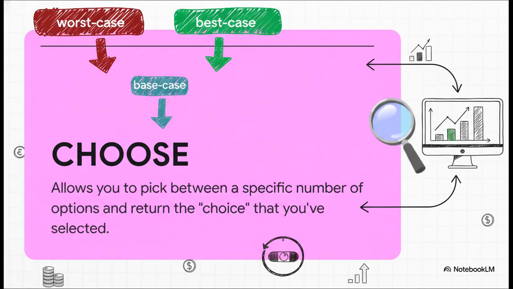The CHOOSE function is just fantastic for scenario planning. Just imagine you have three different revenue growth assumptions. You've got a worst case, a base case, and a best case. Well, with CHOOSE, you can just type a 1, a 2, or a 3 into a cell, and your entire model will instantly update based on that one selection. It's literally like a multiple choice switch for your financial future.